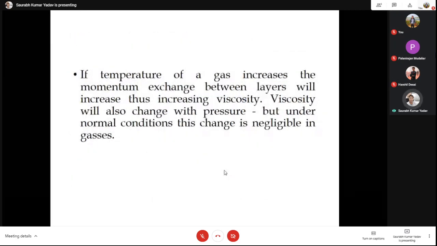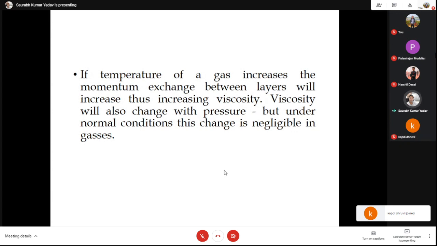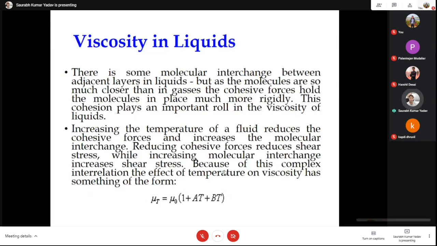And one more thing, viscosity is directly a function of temperature. So the momentum exchange between layers will increase, increasing the viscosity. Viscosity will change with the pressure, but under normal conditions the change is negligible in gas. So viscosity in liquid is a non-linear function of temperature. On increasing the temperature, viscosity is drastically decreased. Okay, on increasing the temperature, viscosity becomes half. So here you can see mu equals mu naught times 1 plus AT plus BT squared. You can see these coefficients A and B are always negative.